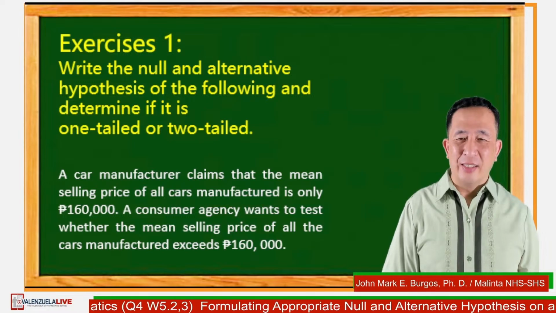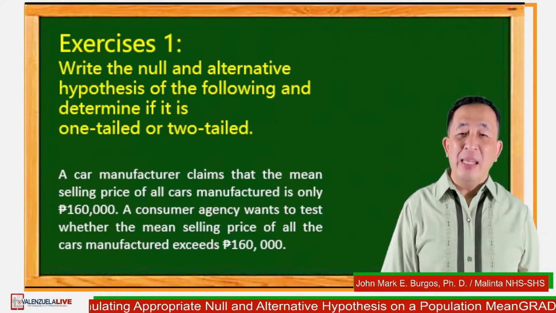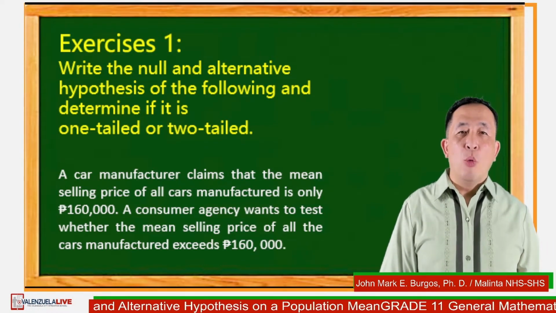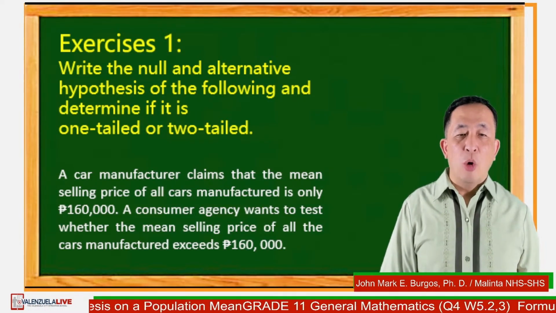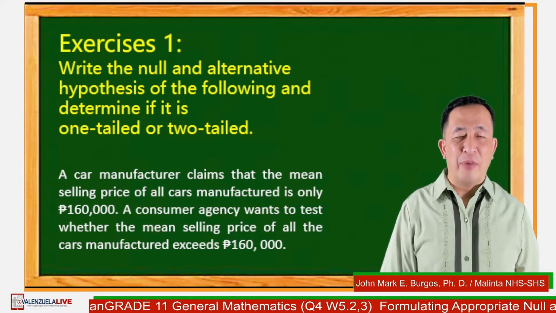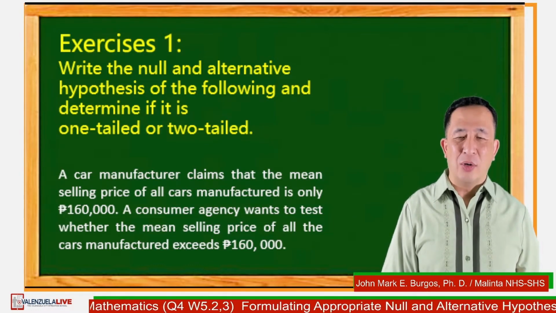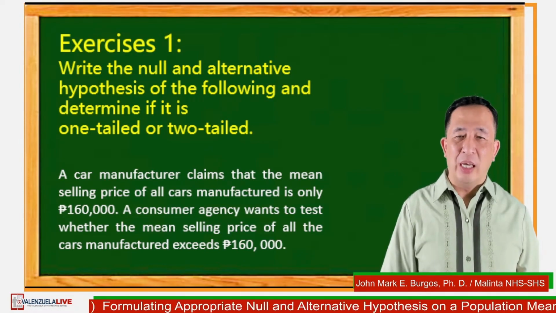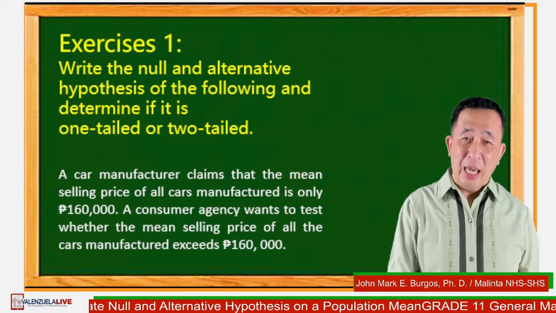First exercise. A car manufacturer claims that the mean selling price of all cars manufactured is only 160,000 pesos. A consumer agency wants to test whether the mean selling price of all the cars manufactured exceeds 160,000 pesos. So you have 20 seconds to write the null and alternative hypothesis and determine if it is one-tailed or two-tailed. Ready? Go.